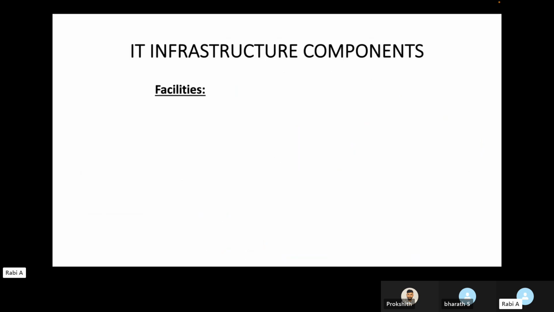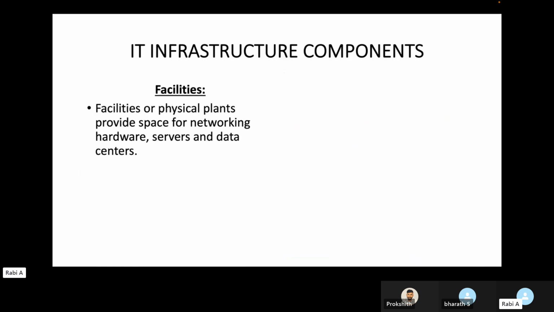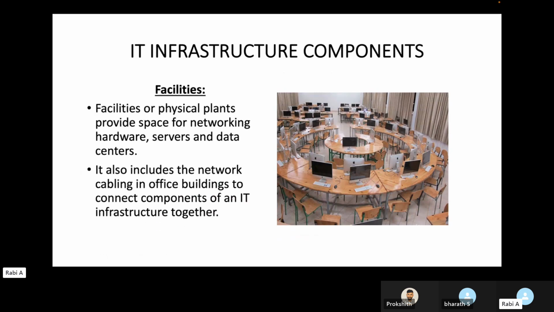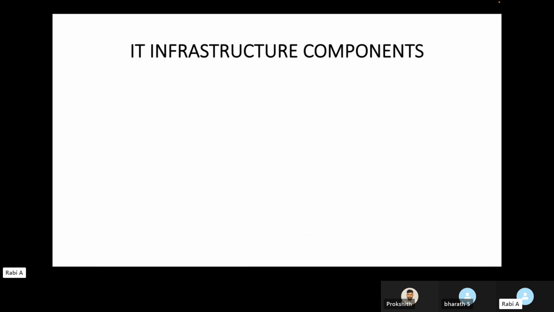So in addition to that, we also have facilities. So these are your physical spaces where you'll have your networking hardware, your servers, your data centers, all of these will be available. So it also includes the network cabling in the office buildings to connect components of an IT infrastructure together. So this physical space that you have, that will have all of your servers, your networking components, the cabling, everything will be done within these facilities.